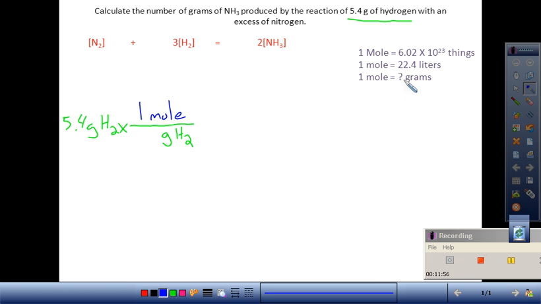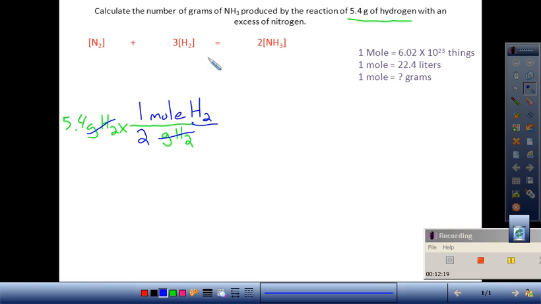How many grams are in a mole? I better go to the periodic table. And it is H2. So hydrogen, I look it up, it's 1 gram for hydrogen. There's 2 hydrogens, so 1 plus 1 is 2. 2 grams for 1 mole of hydrogen. I'm going to cross off those units as I go. Grams of hydrogen to moles of hydrogen.